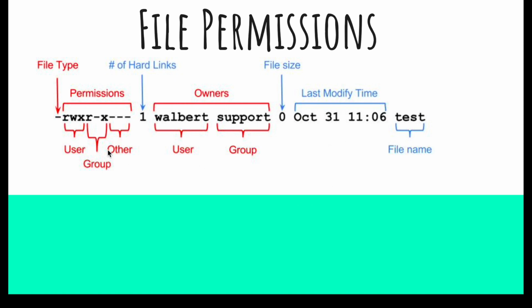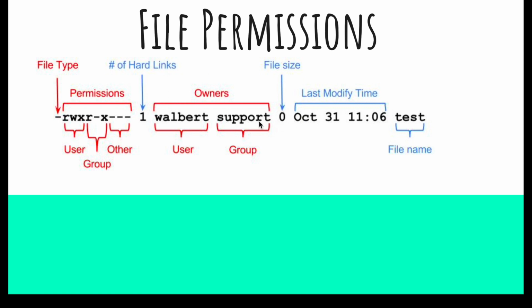Just to recap again, we have permissions in three-character chunks. The first three characters go for the user, where R is for read, W is for write, X is for execute, and the next three characters go for the group, and then the next three go for anyone apart from user and group. The user here is Walbert, and the group here is support. This is the hard link count, which you can skip for now and leave for the later part of the lectures.